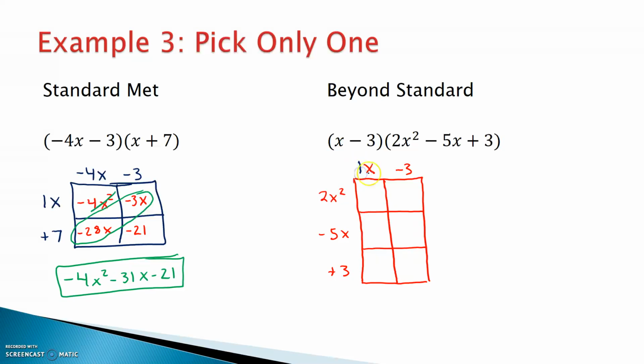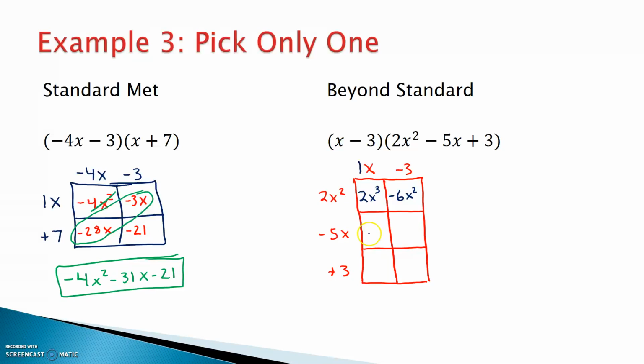What is 1x times 2x to the second? Well, 1 times 2 is 2. Now what's x to the second and x to the first right here? Well, that's going to be x to the third power. So watch out with that. All right, let's go ahead and do negative 3 times 2, that's negative 6, and it's going to stay as x to the second power. There is no other x's to multiply with.